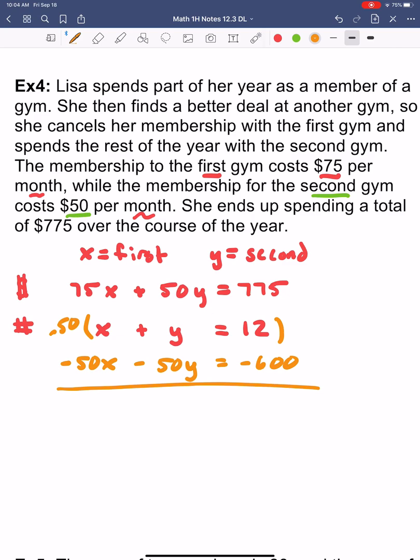And then we can go ahead and cancel these things out. Negative 50y, positive 50y, those go away. I get 25x equals 775 minus 600 gives me 175. Divide both sides by 25, and I get x equals 7. And remember, this was for a full year, so then I know that 7 months was at the first gym. That means the rest of the year, so that's 5 months, is at the second gym.